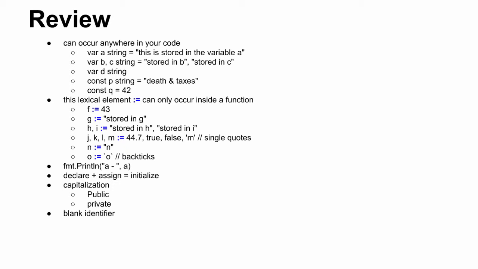So just a little bit of review. These can occur anywhere in your code: var a string, or var d string, or multiple assignment var b, c string. You can put that anywhere in your code, or const p string, or const q and let it figure out the type, equals 42. You can only use the colon equals lexical element inside functions. You can do multiple assignments. It'll figure out the types. You can mix the types in a multiple assignment. The double quotes and the backticks are for strings. We'll see a little bit more about what single quotes do.